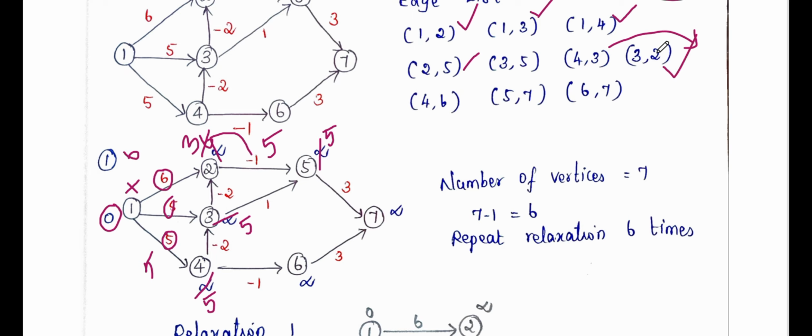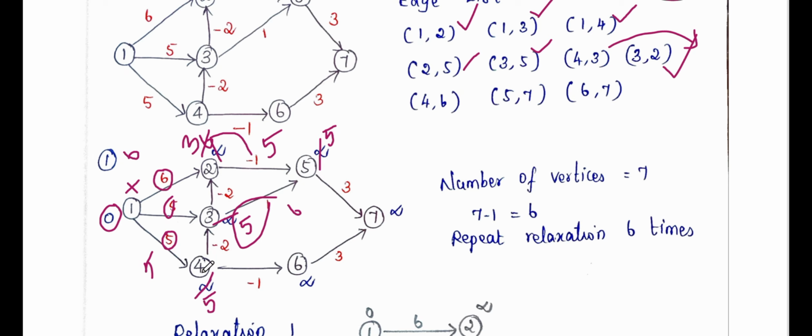Then 3 to 5. So here is 5, here 1. So 5 plus 1, what is the value? That is 6, right? But already the distance of 5 is 5. So 5 is smaller than 6, so no need to update because already 5 is the smallest one. Then the newly calculated value, no need to update here. No updation is there. So 3 to 5 completed, but no updation is performed. We keep the previous value.